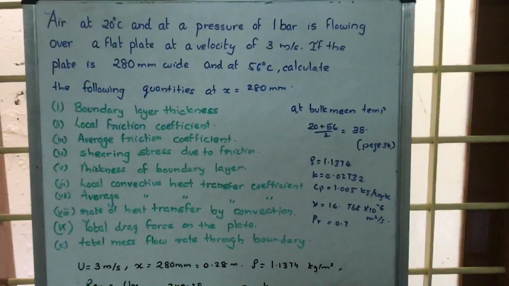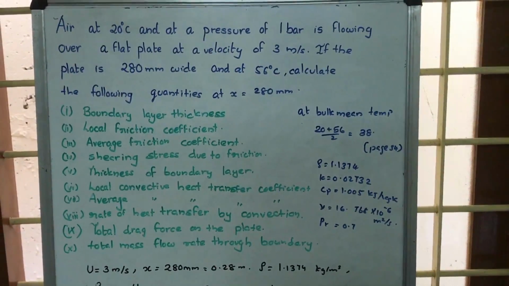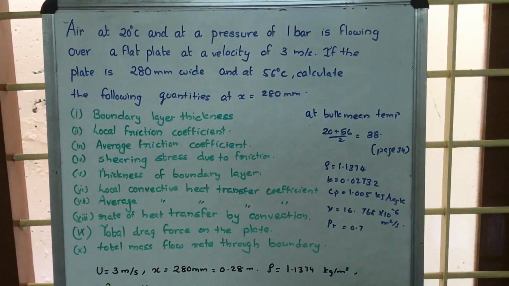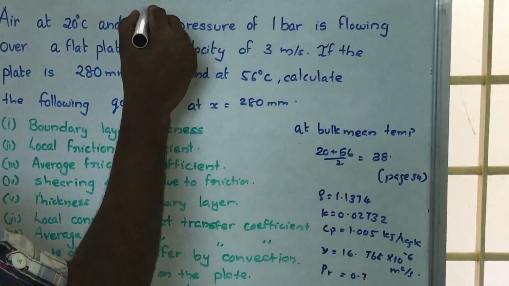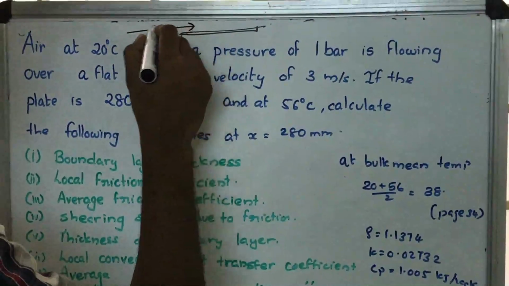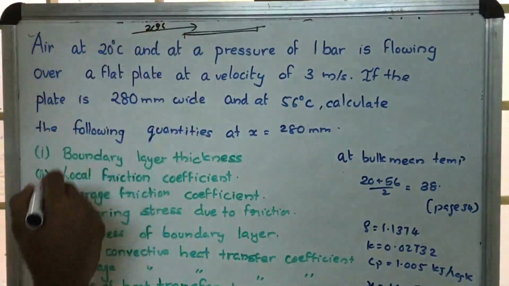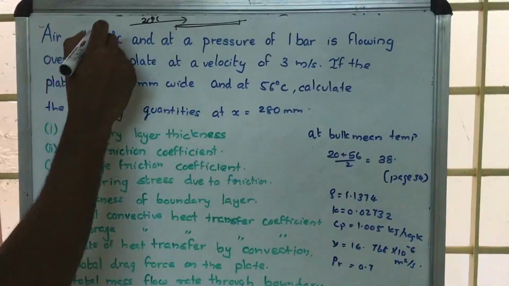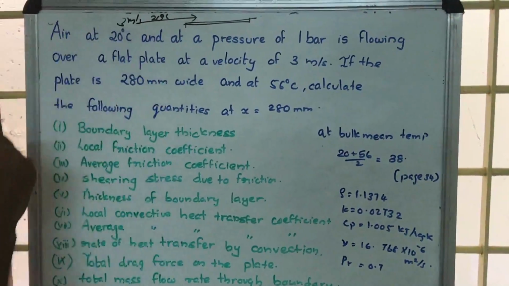Air at 20 degrees and a pressure of 1 bar is flowing over a flat plate at a velocity of 3 meters per second. So we have a flat plate, and over it air at 20 degrees and 1 bar is flowing with a velocity of 3 meters per second.